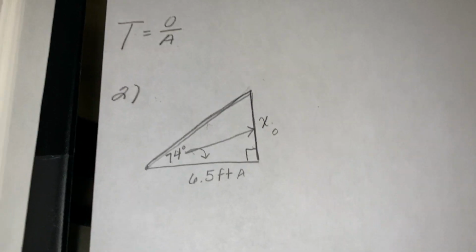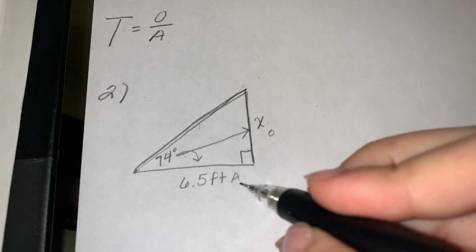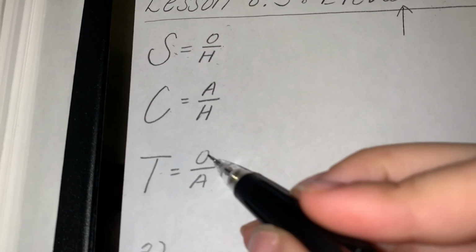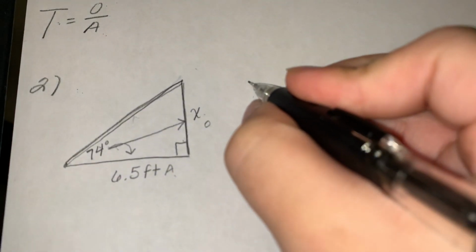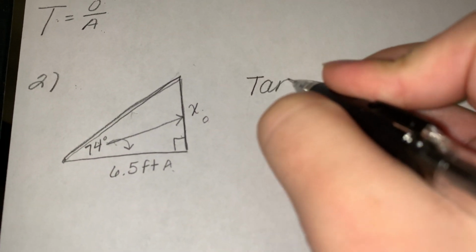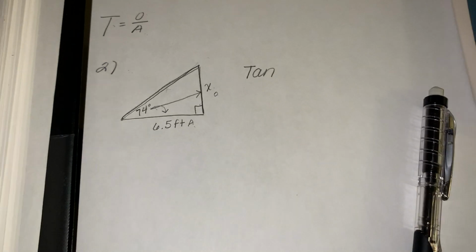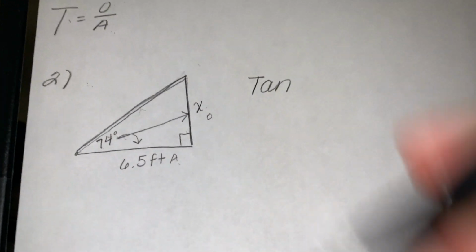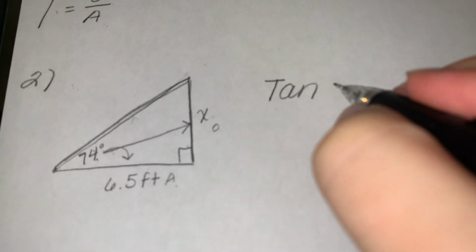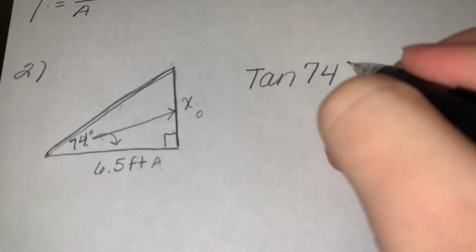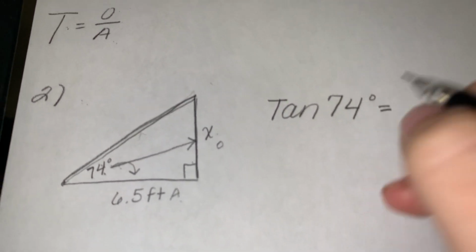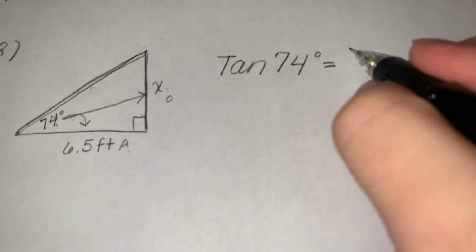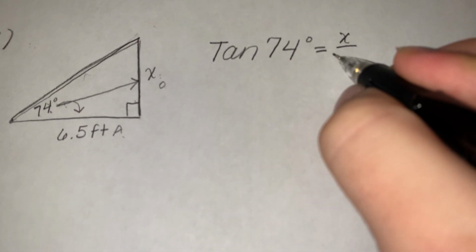Lastly, if I notice that I have opposite and adjacent, I'm going to be using the one that uses opposite and adjacent, which is tangent. Now, when I write it out, I always put the tangent of the angle, and the angle in this case is how many degrees? 74 degrees. So tangent 74 equals opposite over adjacent. So my opposite is X. My adjacent is 6.5.